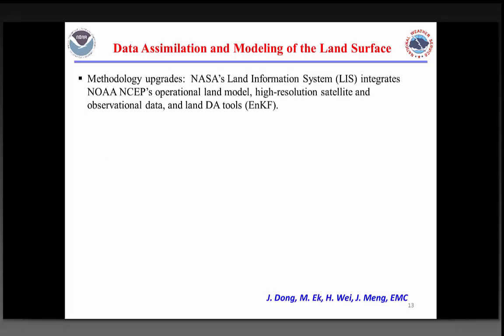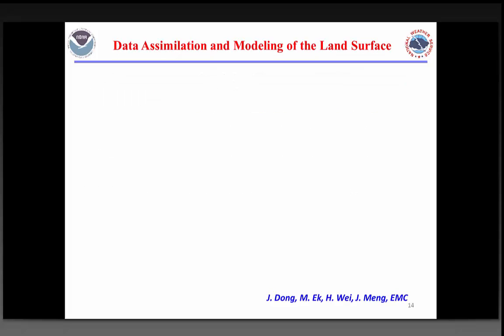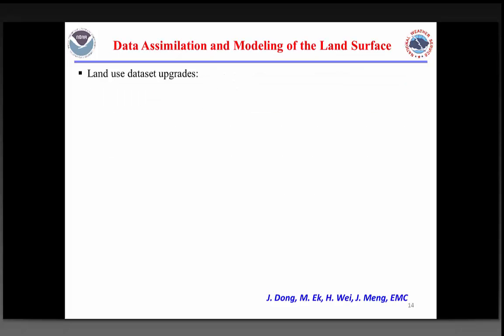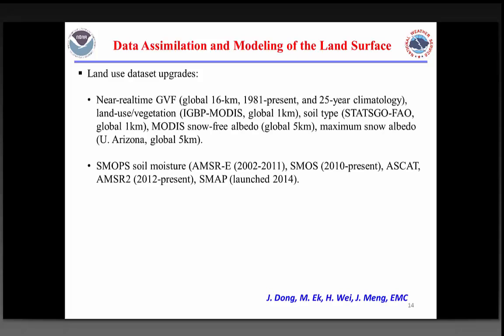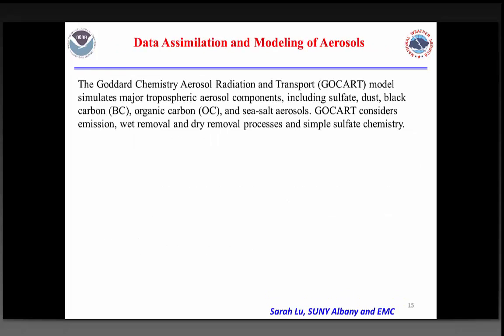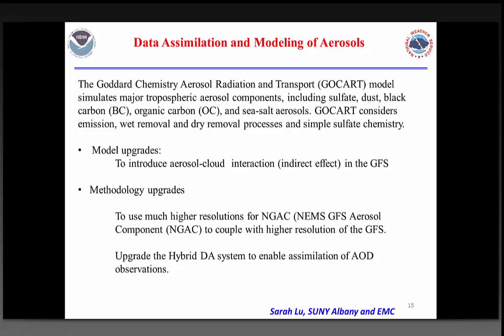So, methodology, I'm really going to go very fast. This is the land surface. You can read it. They are talking about improving the Noah-MP, going to the Noah-MP with dynamic vegetation, canopy, all of the different things. Again, these are different groups of EMC working, so I just got slides from all of them. They are also looking at new land surface data upgrades, bringing much more observational and satellite databases into the data simulation system.